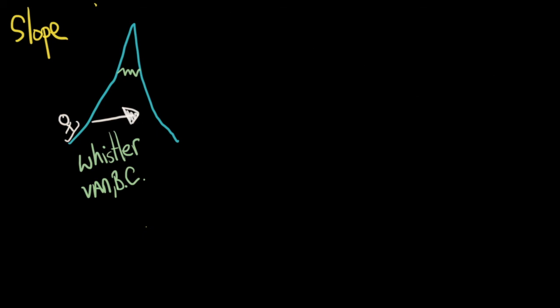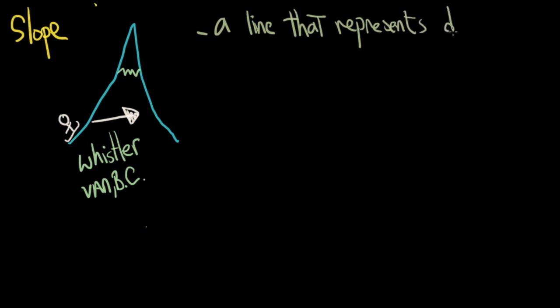So what is slope? I'm talking about snowboarding. What is it? It's basically looking at a line that represents hopefully some data. And that's what we're using in real life. So slope is a line that represents data.